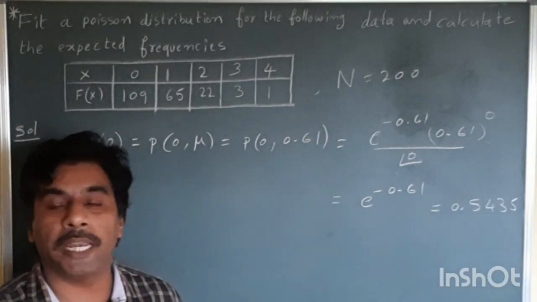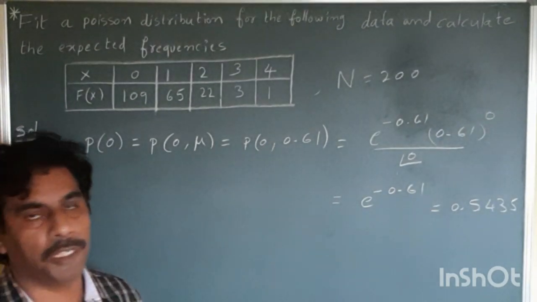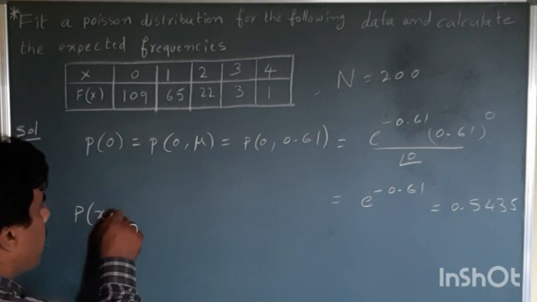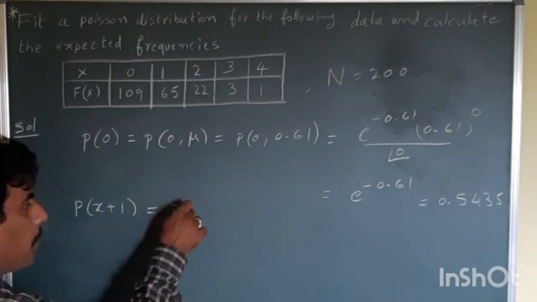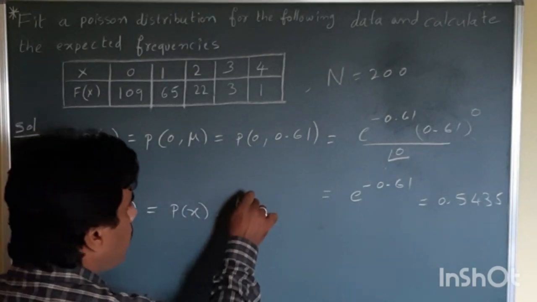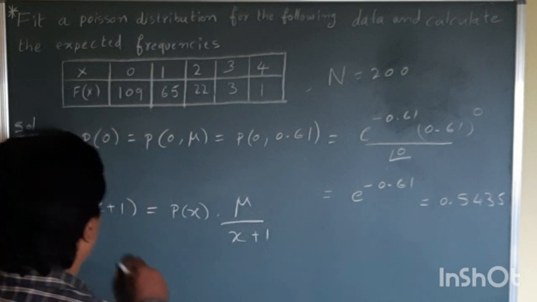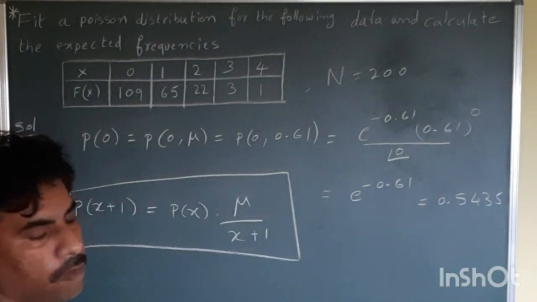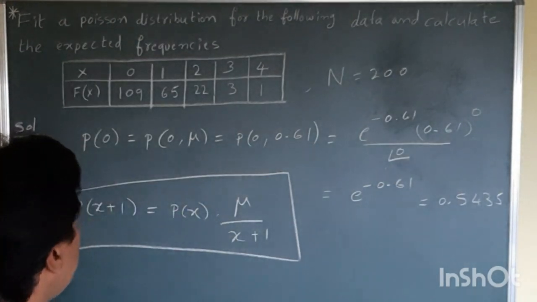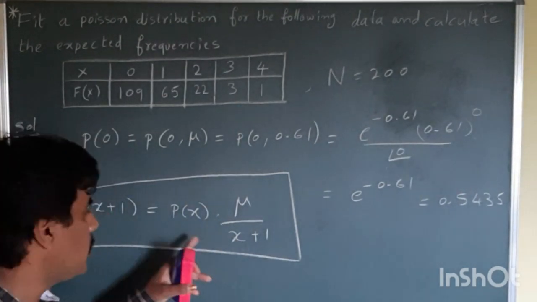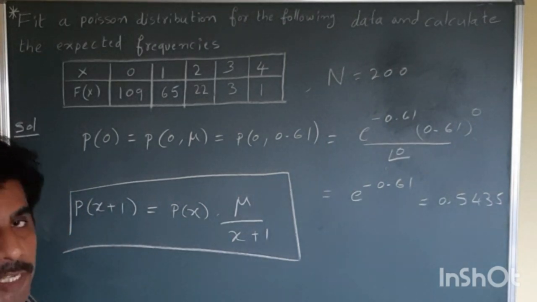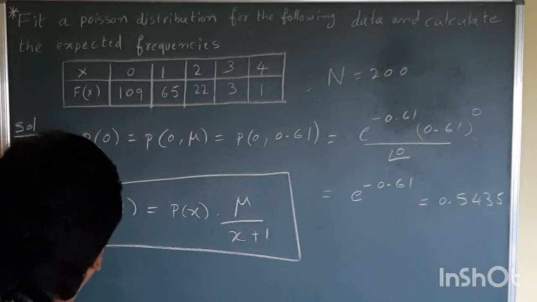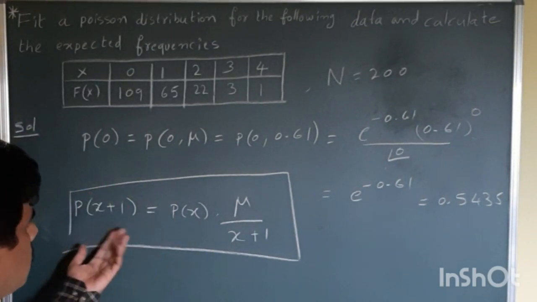Let us use the recurrence formula for the Poisson distribution. The Poisson distribution recurrence formula is given by P of x plus 1 is equal to P of x into mu by x plus 1. This is called the recurrence formula of the Poisson distribution. Already I told you how to evaluate this formula in the previous lesson. Now let us find P of 1, P of 2, P of 3, P of 4 by using this formula.